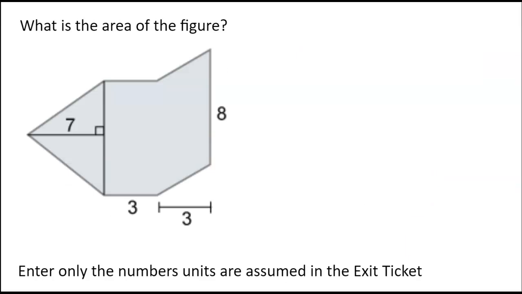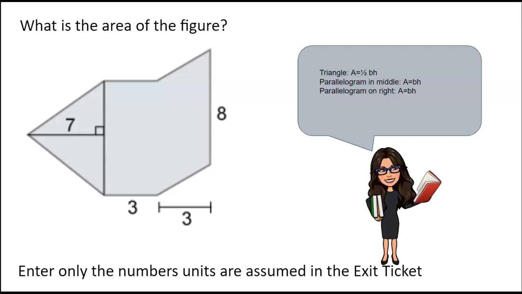The next question could look like this on your exit ticket. What is the area of the figure? Notice here that for the triangle, area is half the base times the height. A parallelogram, the middle one, is area equals base times height. And then there's a parallelogram on the right as well.